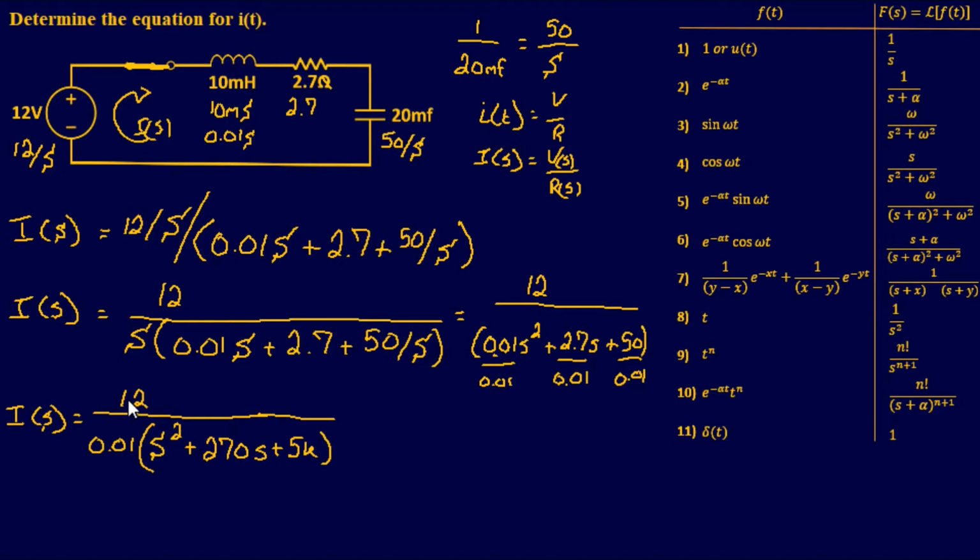And we're going to keep going. I'm going to say 12 divided by 0.01, and that's going to give me 1,200. And now we have a nice little clean equation so far.